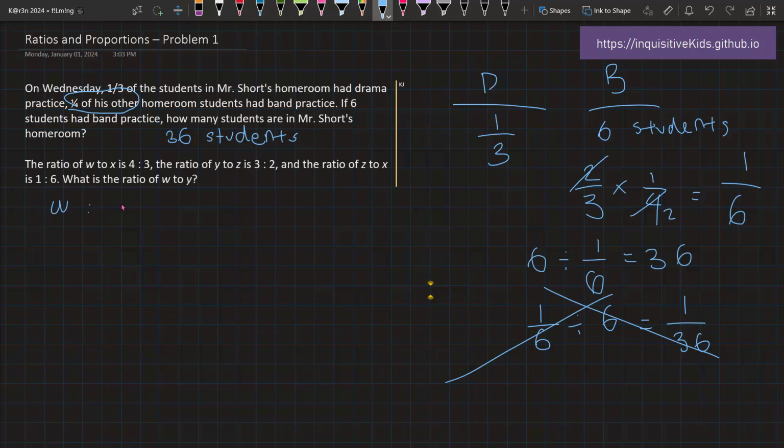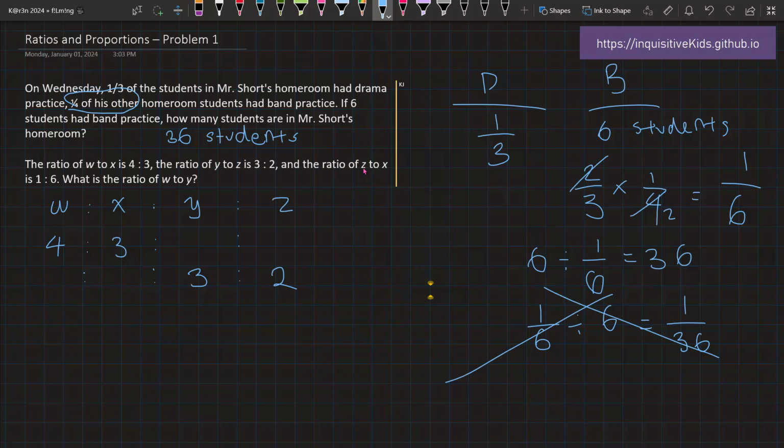W to X to Y to Z. And below them, we're going to be writing out some equivalent ratios. So we know that W to X is 4:3. And we don't know the values of these two other numbers just yet. We know that Y to Z is 3:2. And remember, these are not the same ratio. So they are equivalent, but they're not the same units here. So we can't put them in the same row.